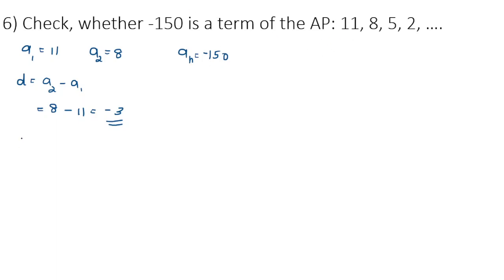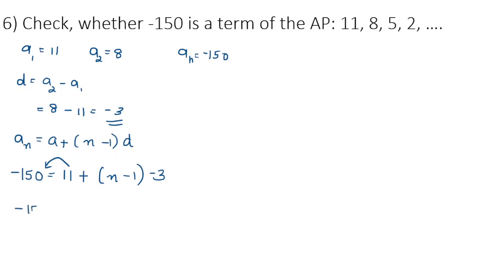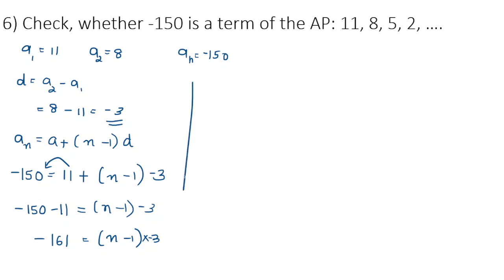We need to check. So we'll write the formula: AN is equal to A plus N minus 1 into D. Where AN is there we write minus 150, equal to A value 11 plus N, we don't know, N minus 1, D value minus 3. Now plus 11 goes to that side, it becomes minus 11. So it becomes minus 161 is equal to N minus 1 into minus 3. Now what we have to do?